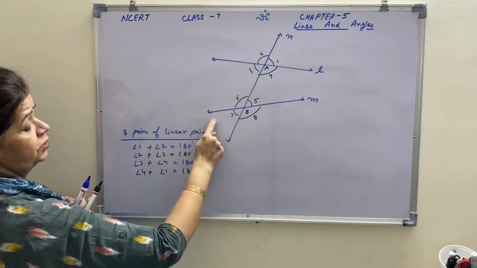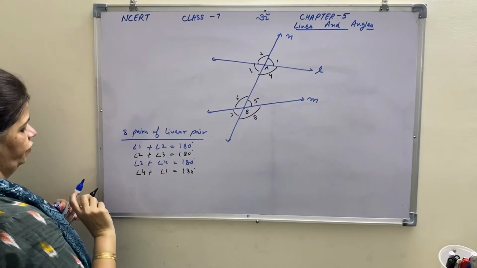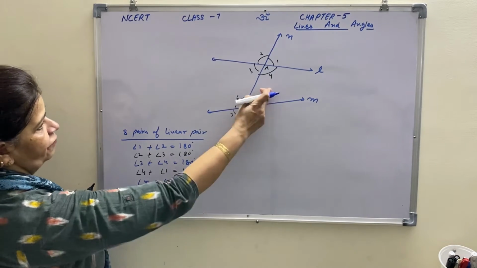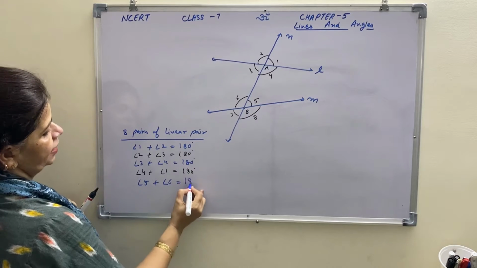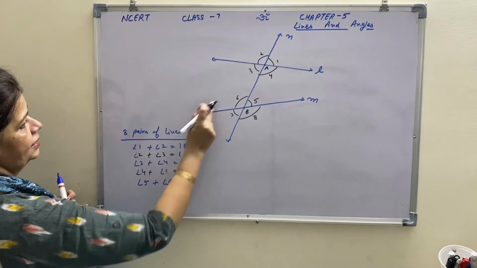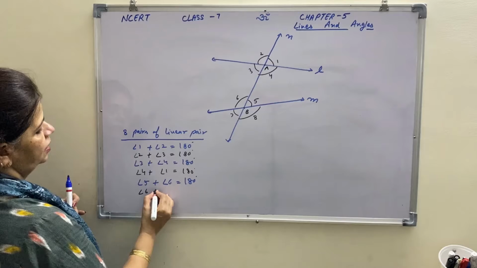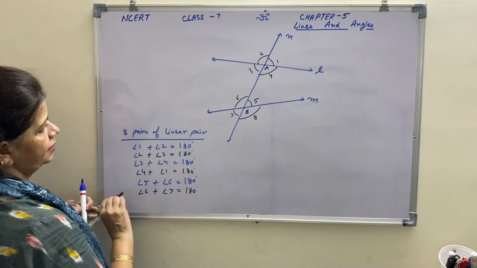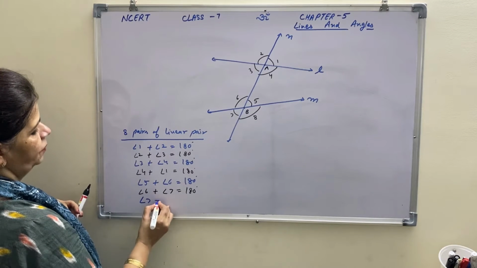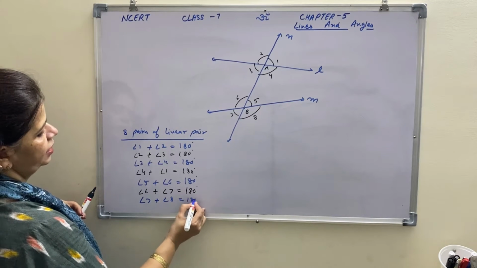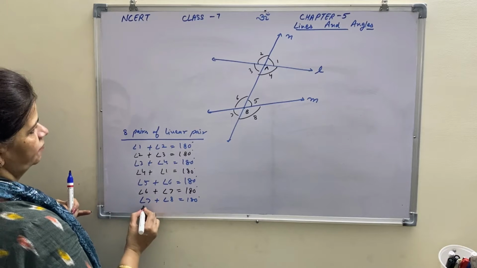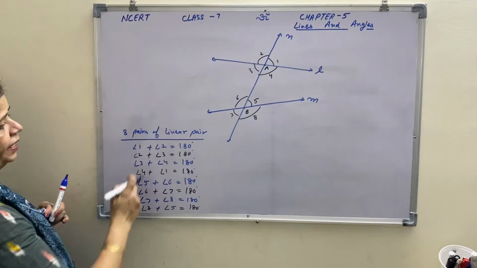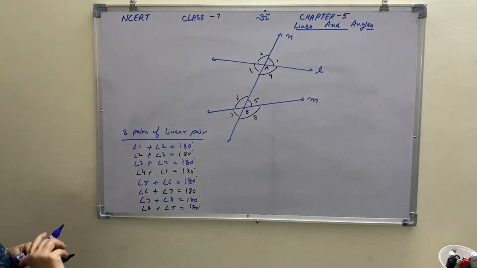Another, from these 4, again we have 4 pairs of linear pair, which is angle 5 plus angle 6. 5 and 6 are making a straight line, they are a linear pair. Then angle 6 and angle 7, they are again making a straight line, so this is also a linear pair. Then 7 plus 8, it is again a linear pair, and 8 and 5 are another pair. So here we have 8 pairs of linear pair.